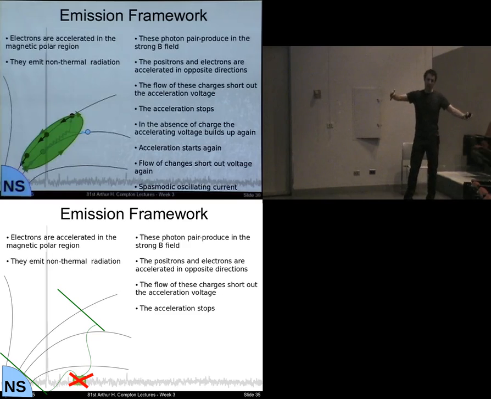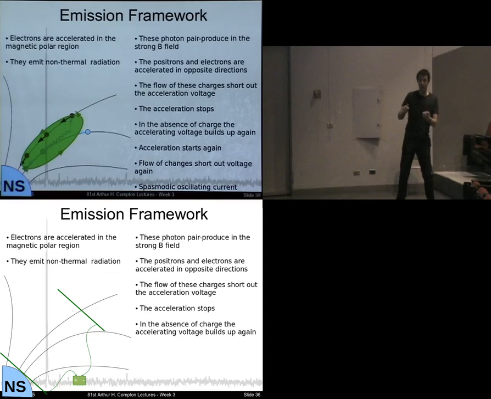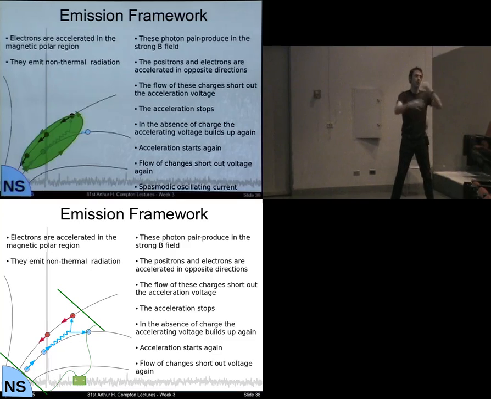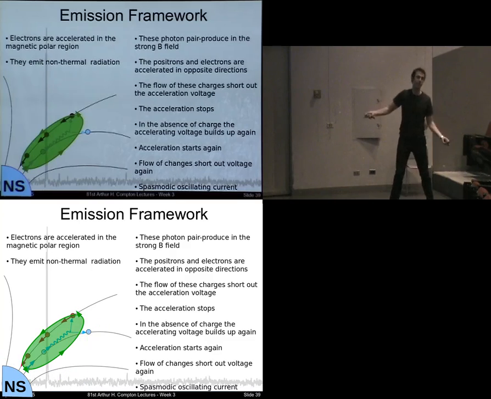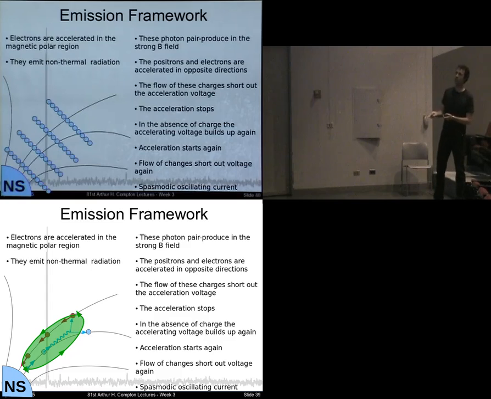That is, the voltage starts, and then the electrons get accelerated. The accelerated electrons make photons. The photons bang into the magnetic field, make more electrons, and then these electrons move in opposite directions, short out the voltage. Voltage is gone, cascade is over, and then it builds up again. So this makes sort of the particles that come outwards come out in these waves.